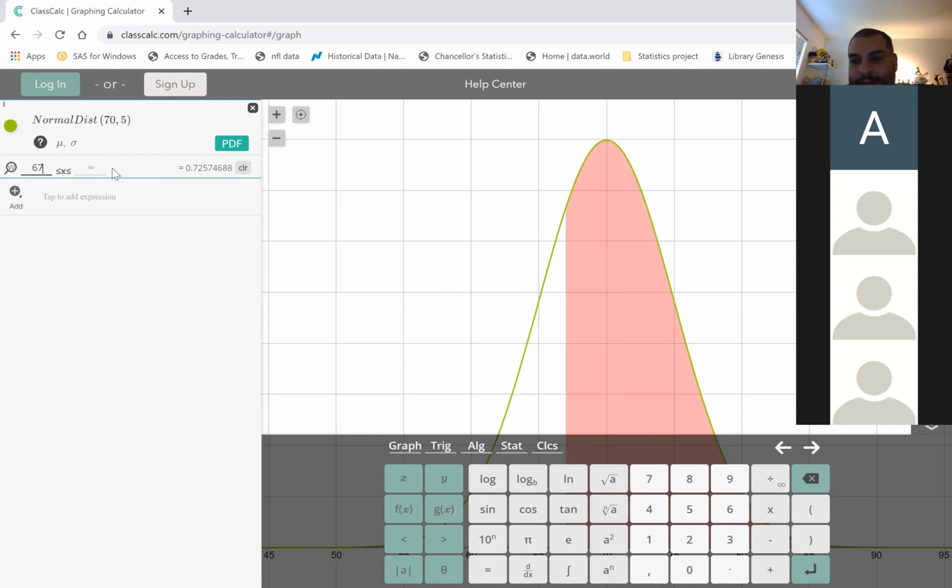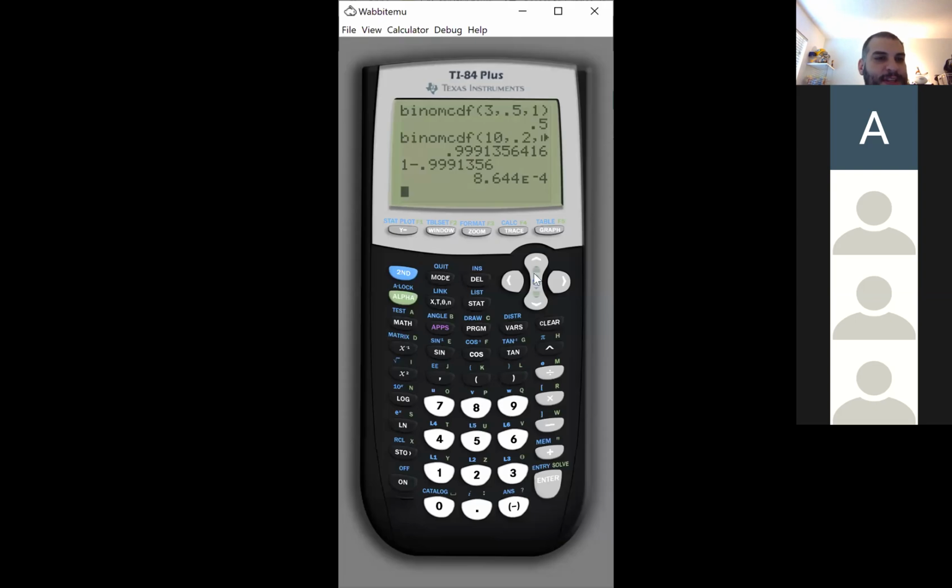So you get 0.7257. You said you hit CDF? Correct. All right. Everybody good on how I did that in Class Calc if you're using Class Calc? Okay, so what I'm gonna do right now, I'm gonna transition over to the TI-83 or 84, so that the people using the TI-83 or 84 can know how to do that.